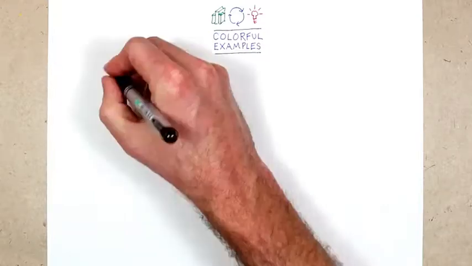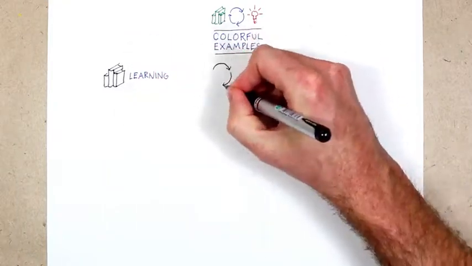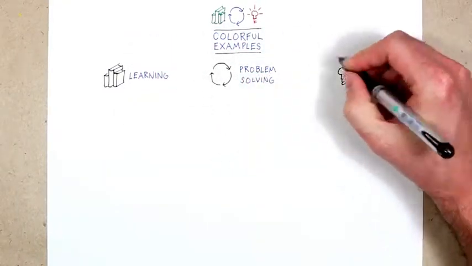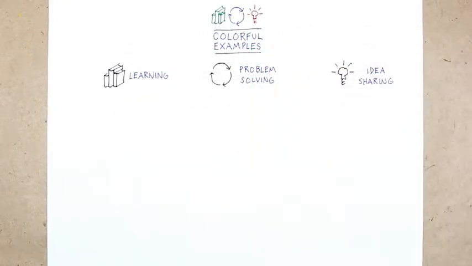I'd like to give a few examples from each of the three application categories we'll be digging into in part 2 of this course: learning, problem solving, and idea sharing. While I'm describing these examples, think of ways you might be able to do something similar in your own work for whatever application you are directing your visual note-taking efforts toward.